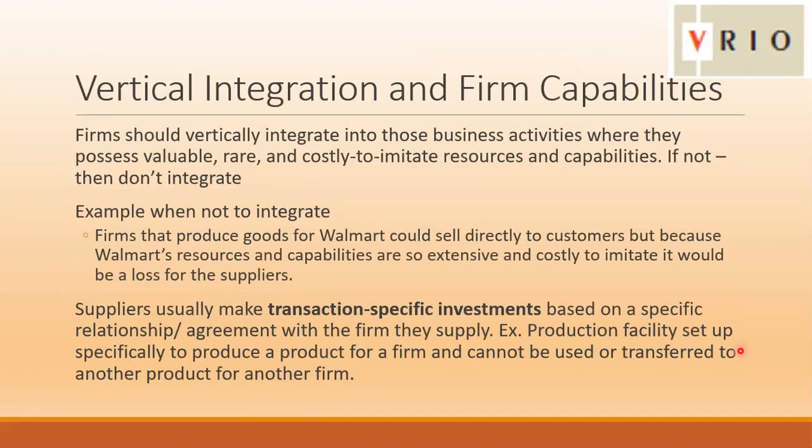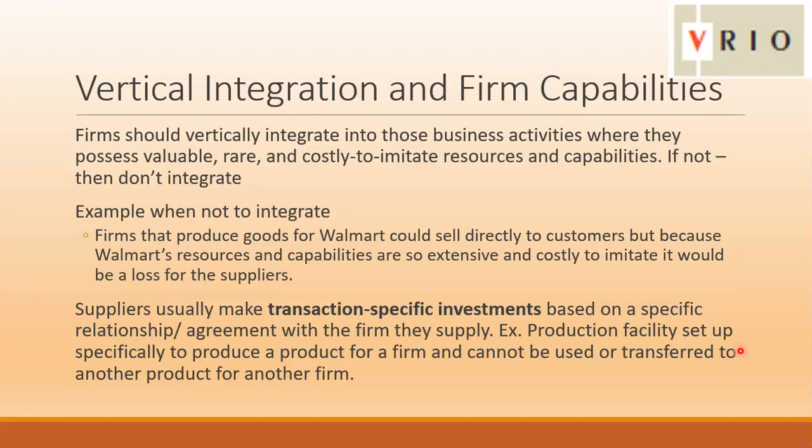The firm's capabilities as it relates to vertical integration now. So firms should vertically integrate into these business activities as they possess valuable, rare, and costly to imitate resources and capabilities. If not, they don't integrate. Example when not to integrate. Firms that produce goods for Walmart could sell directly to customers, but because Walmart's resources and capabilities are so extensive and costly to imitate, it would be a loss for the suppliers. But the suppliers don't have the resources and capabilities that Walmart has, so they have to just keep supplying to Walmart as opposed to setting up their own storefront.